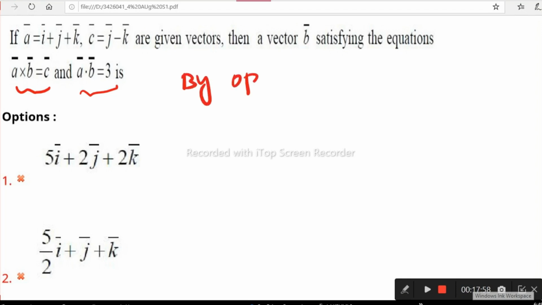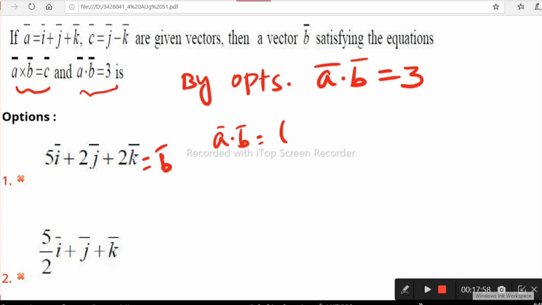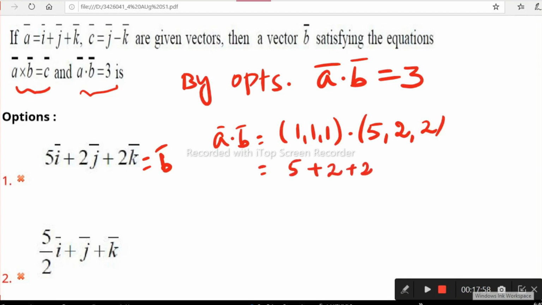By options, let's verify A dot B is equal to 3. B is there in the options, A is there in the question. So what is the first option? Suppose you think this is B. Check A dot B. According to the first option, A, shall I take 1 1 1? The dot product with B, according to the first option, 5 2 2. You know dot product means 1 into 5, 5, plus 1 into 2, 2, plus 1 into 2, 2. Is it 3? No, it's not equal to 3. So the first option is not correct.